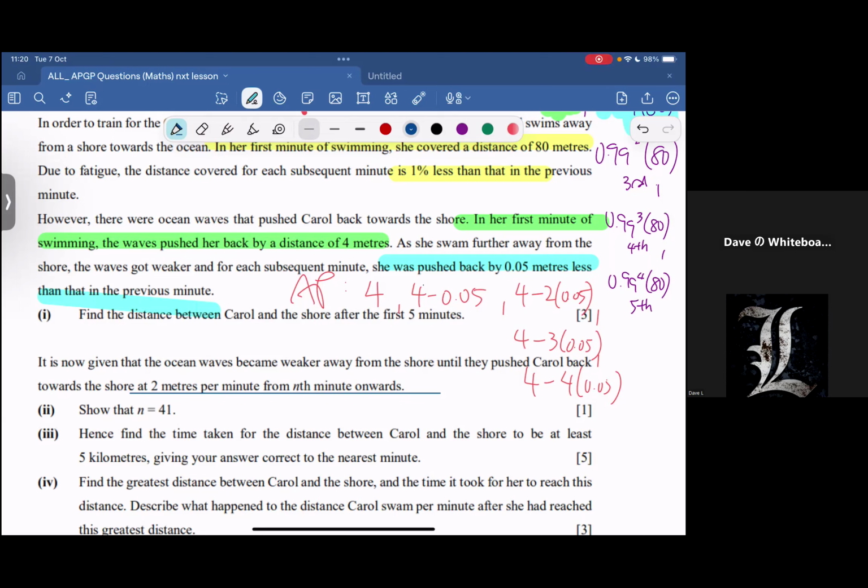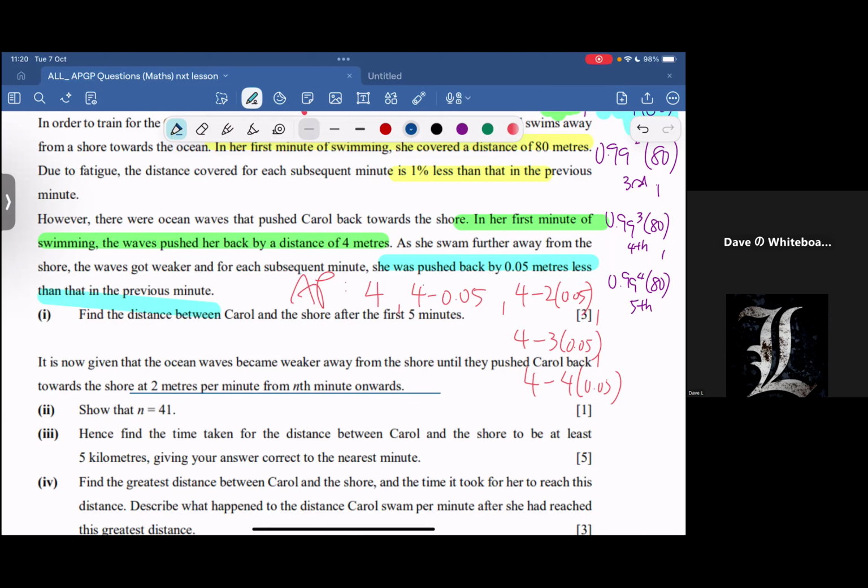Understand? So there's no more 0.05 meter less than the previous minute. No such thing already. It's just from the nth minute onwards, from the 41st minute onwards, everything is just -2, -2, -2, -2. That is the wording of the question. So we'd be like, okay, fine.